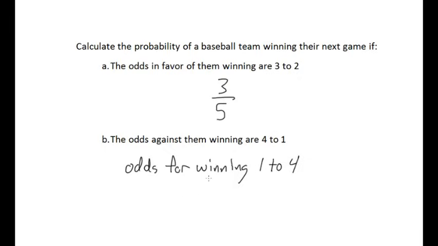So then we want to do the same thing here. The odds for winning of 1 to 4 means that they would win 1 game for every 4 games lost. So that in total is 5 games again. And one of those would be a win. So that's 1 out of 5.